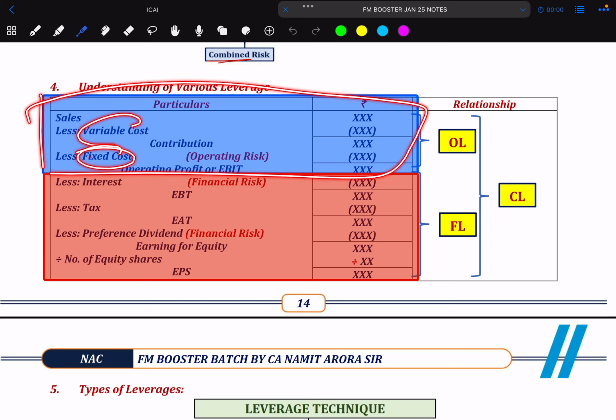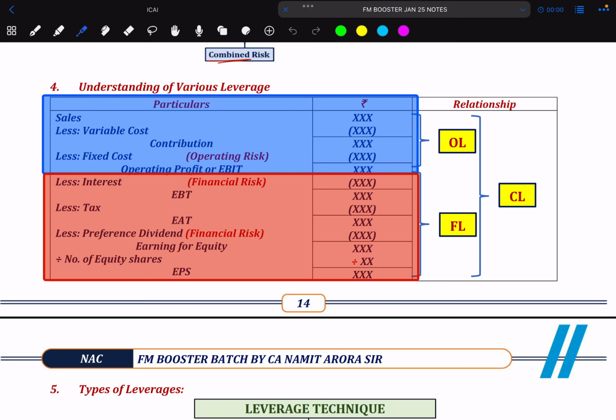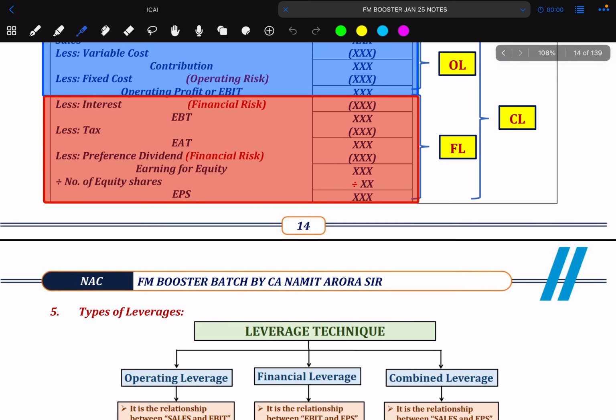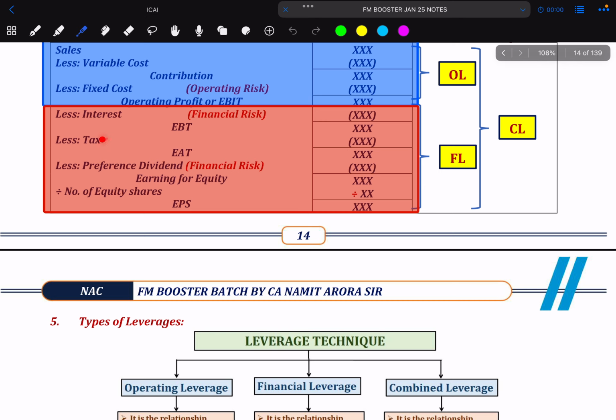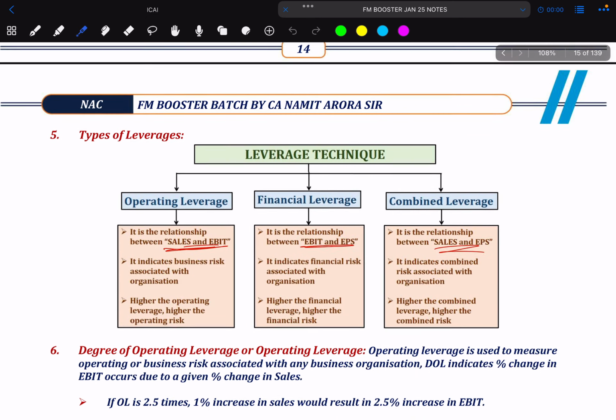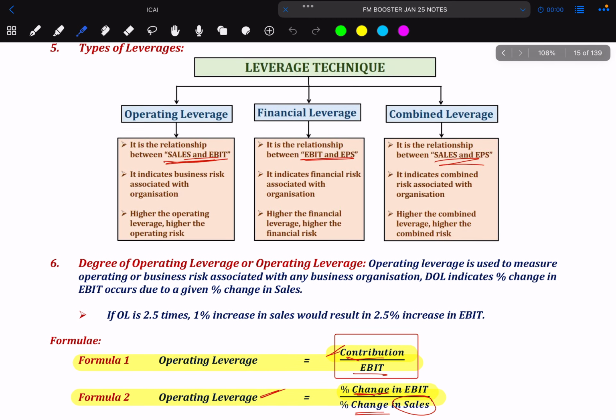Here the fixed cost is operating fixed cost, so we find operating leverage. In the second case, it is interest and even the preference dividend, so in that case we'll find financial leverage. Nothing more to study there. So it is a relation.